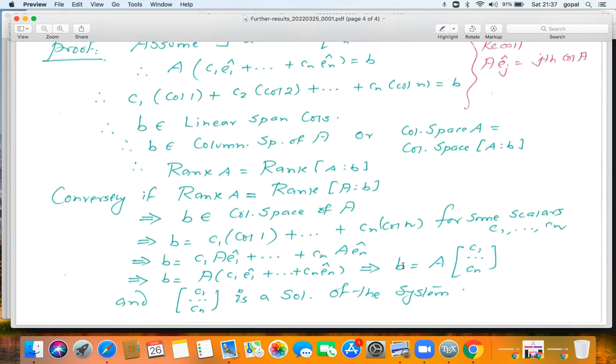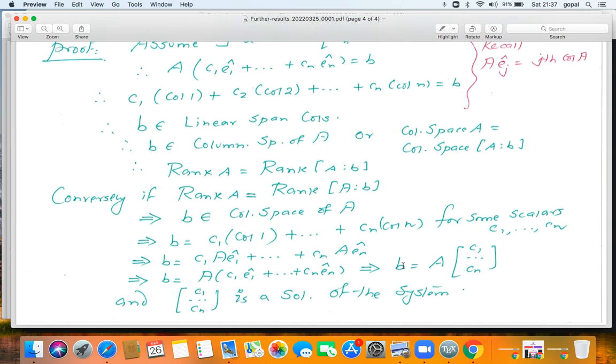Conversely, suppose that the rank of A equals the rank of the augmented matrix. That means that augmenting the columns by adding one more column doesn't change the column space. The column rank of A is the same as the column rank of A augmented with B. That means after augmentation, the column space doesn't become larger. So the last column is already in the column space of A. The last column is in the column space of A means what?